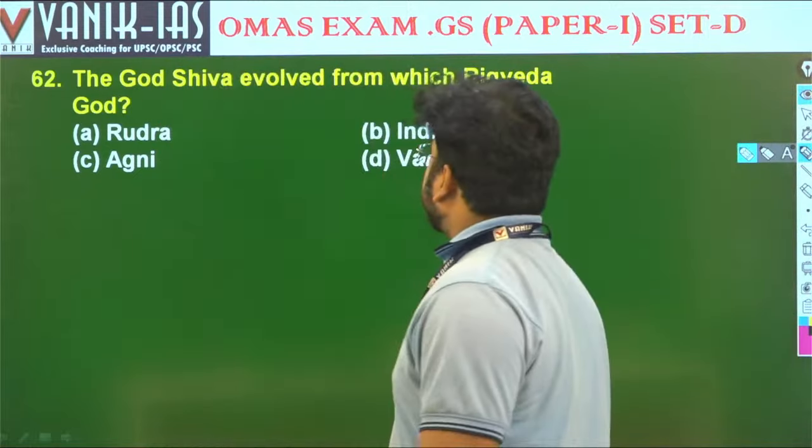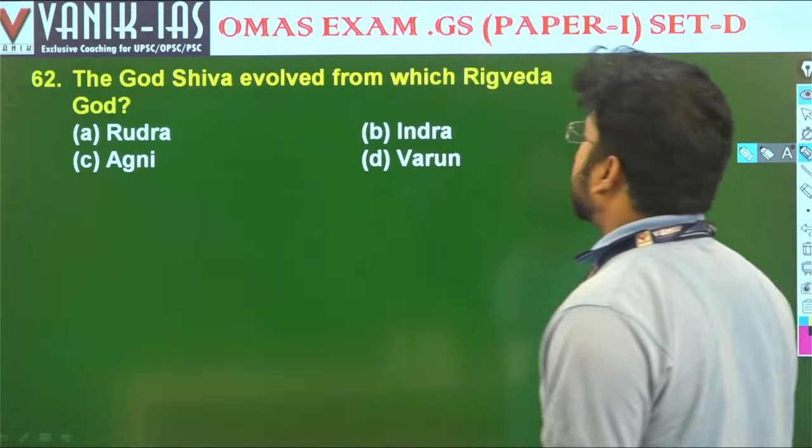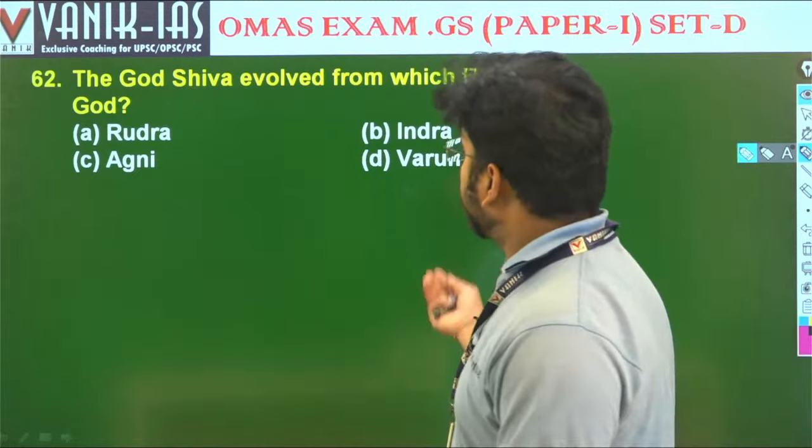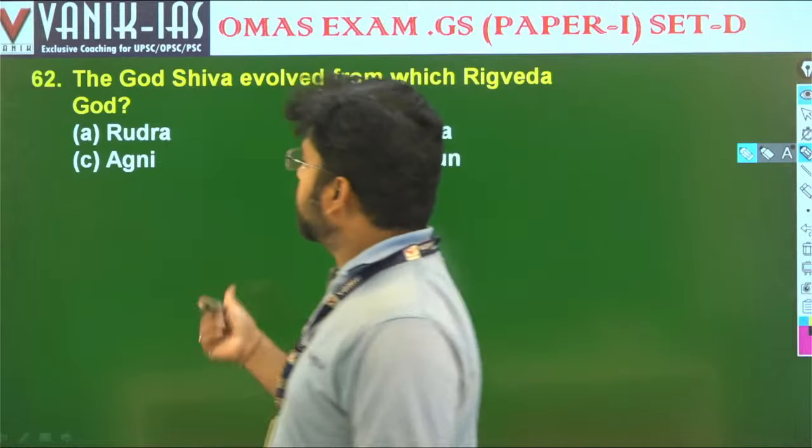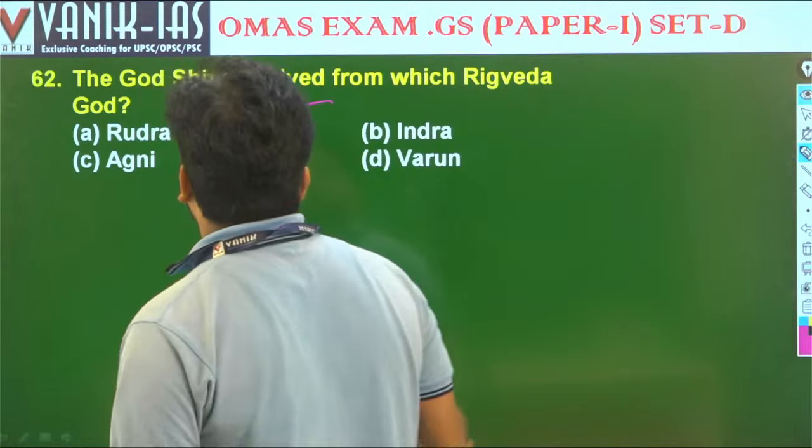Then Lord Shiva, it's a common question. Rudra is the answer. Yes, Rudra is the initial name of Lord Shiva. Agni is different. Indra is different. If you have basic knowledge of mythology, then this is the answer. Rudra is the answer, Lord Shiva.